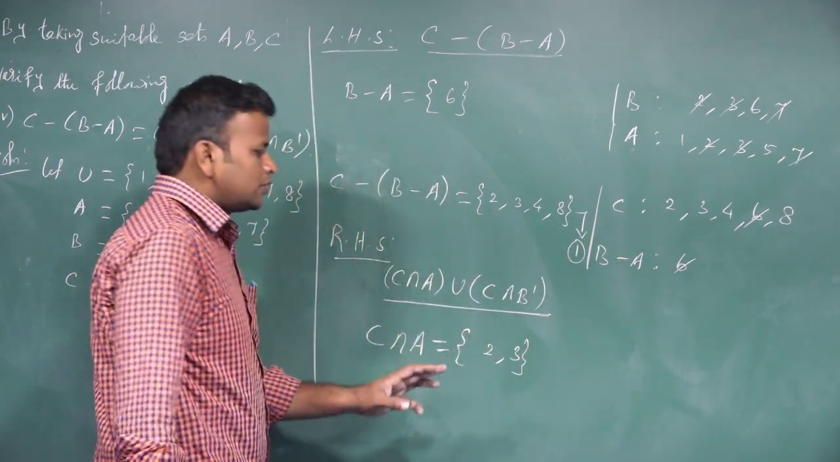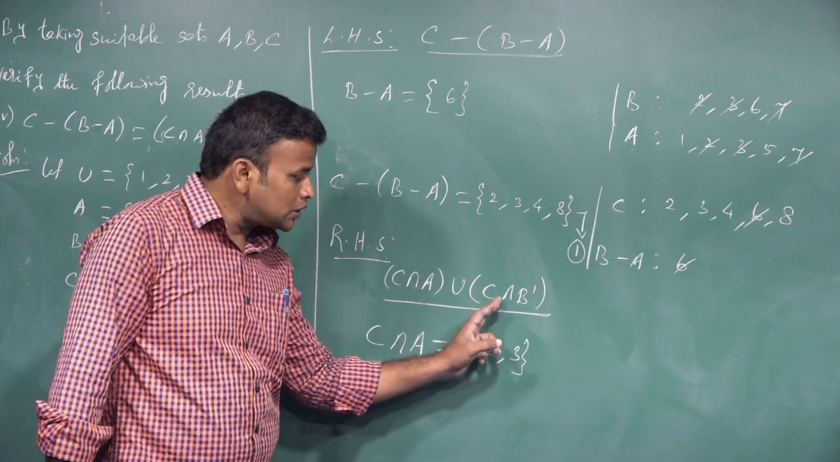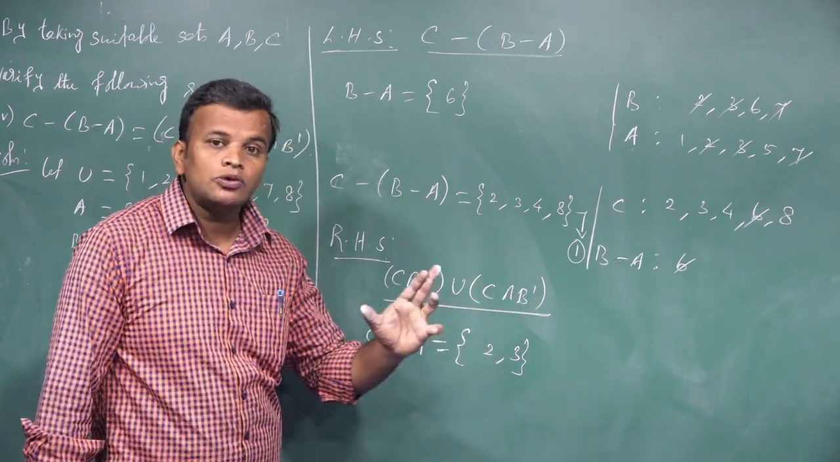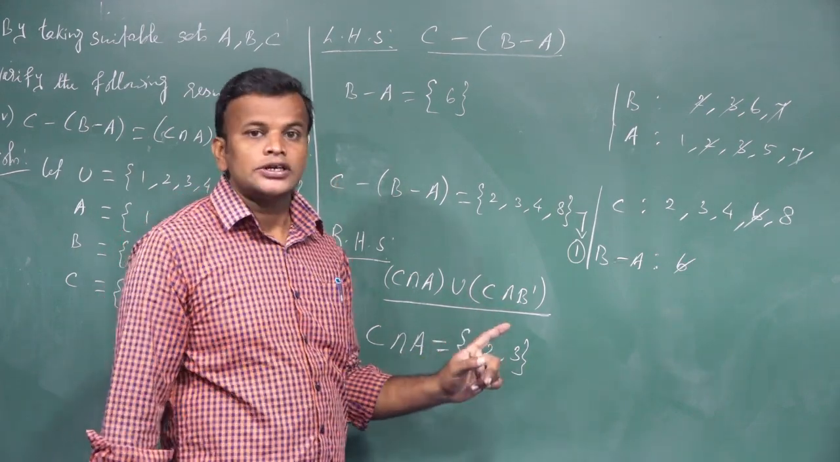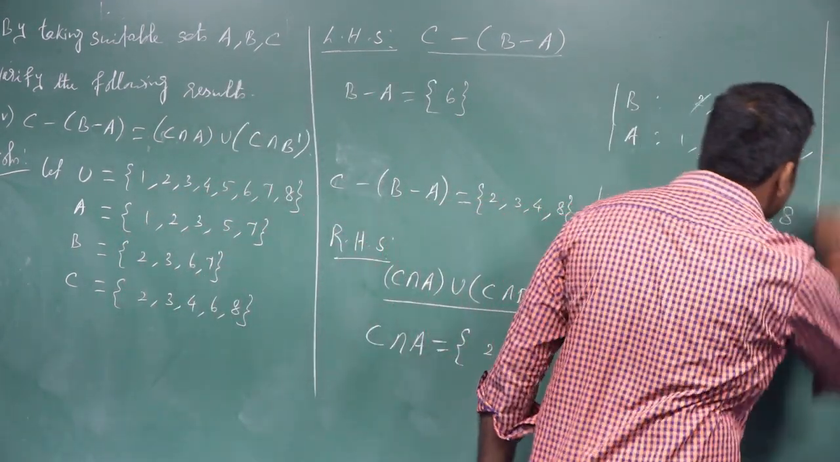So this one is common. Next, C intersection B dash. So first step, find the value of B dash. Next we also find C intersection B dash.